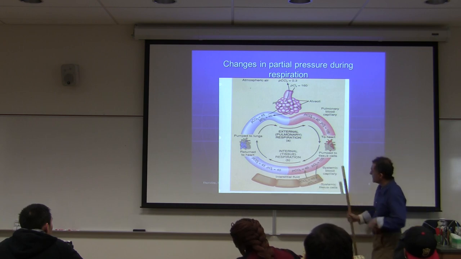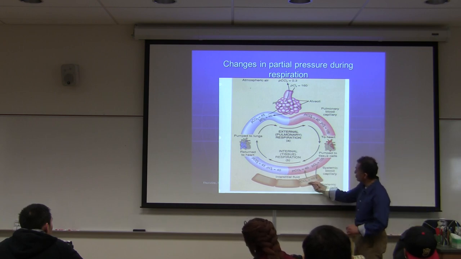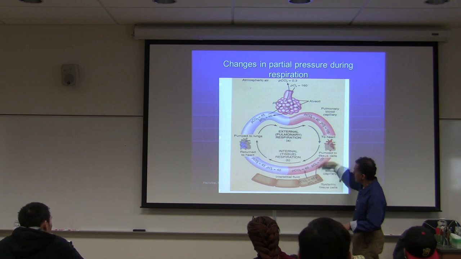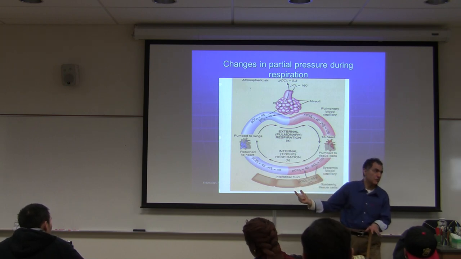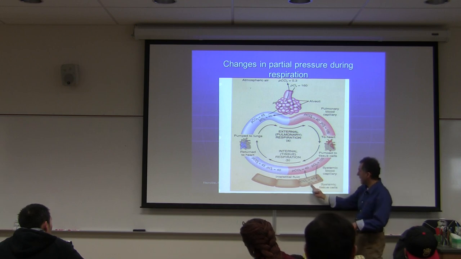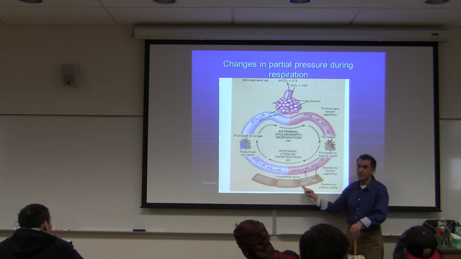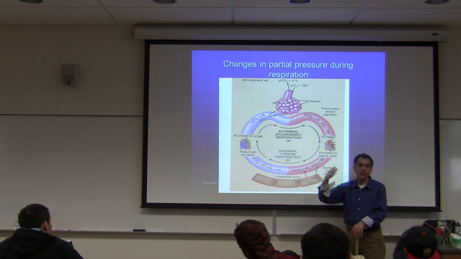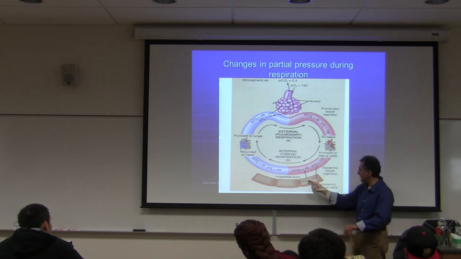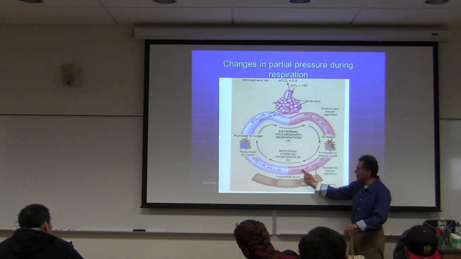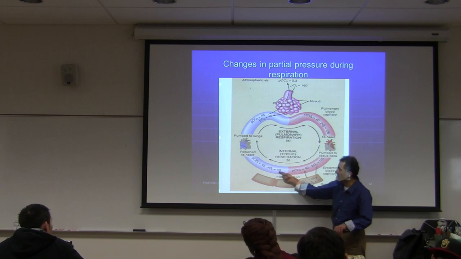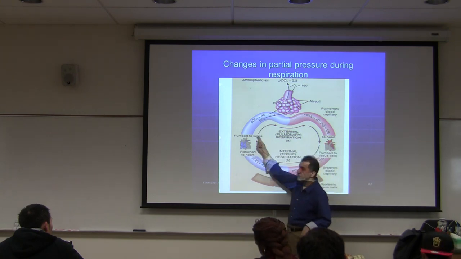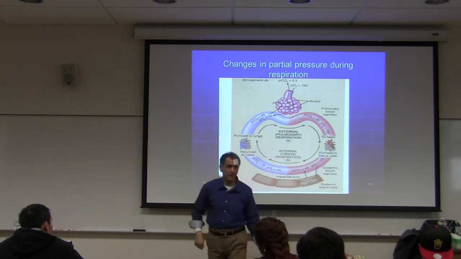At the tissue level, the oxygen diffuses into the tissue for cellular respiration. You need oxygen, you remember that from Bio 1. The carbon dioxide is produced by breaking down glucose, amino acid, fat, whatever breaks down. It goes into the capillaries, from capillaries to the venules, from venules to the vein, and into the inferior vena cava.